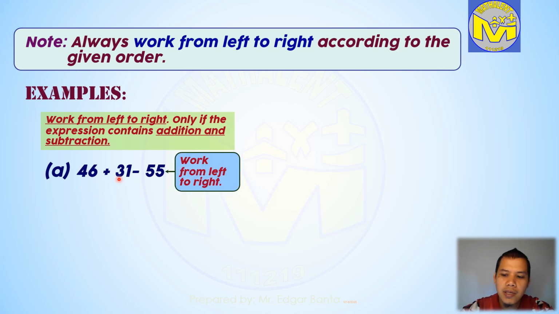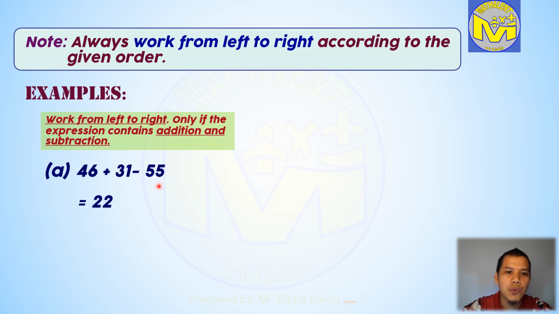70. Okay, 77. And then 77 minus 55 is equal to 22. Okay, so we solve this expression from left to the right. Okay, so write the answer right away.